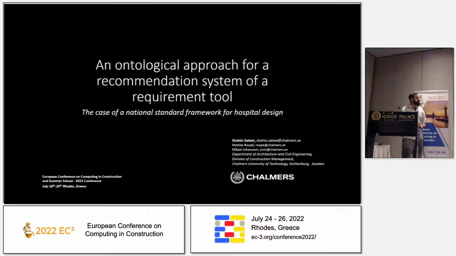So with that said, the mouthful of a title is Ontological Approach for a Recommendation System of a Requirement Tool, in the case of a national standard framework for hospital design. I'll get to it, but in a nutshell, I will break it down into slides, and you'll see how it all wraps up at the very end.